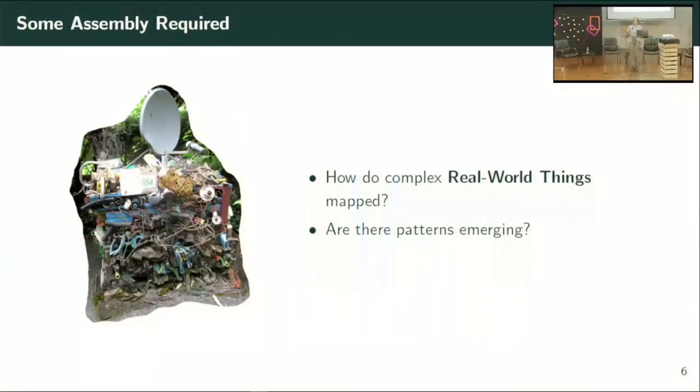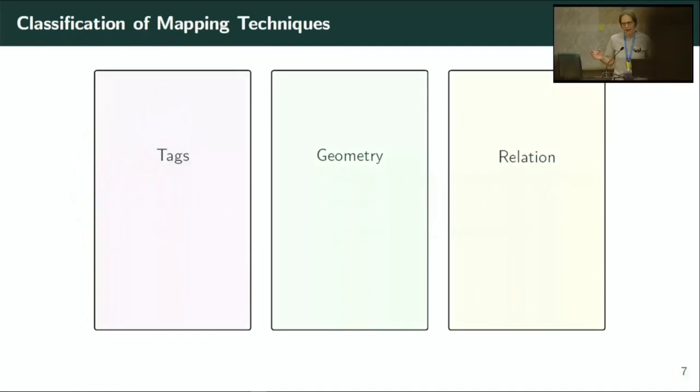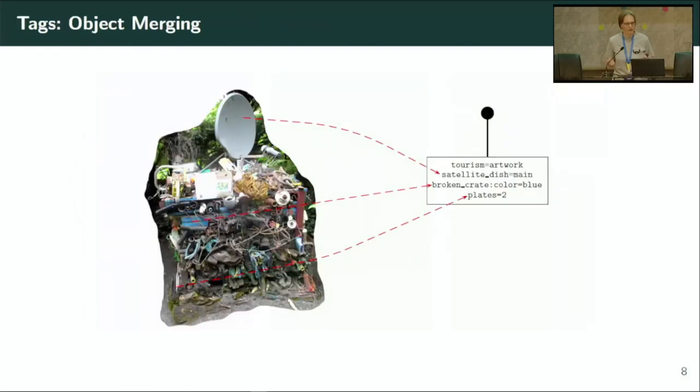So I've been looking into what we are currently doing to map these complex real-world things. Are there some patterns coming from the data user side? Maybe we can put things back together. And looking at what we are doing, there are basically three basic techniques you can use. You can use tags, geometries, or relations. Let's look at this in detail, starting with the tags. First thing you can do with tags is what I call object merging. So you say, I have my complex thing, I still use only one OSM object, and then all the subparts of your object, you just put into attributes, into additional tags.